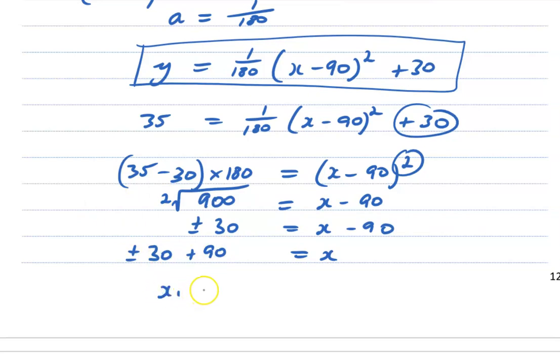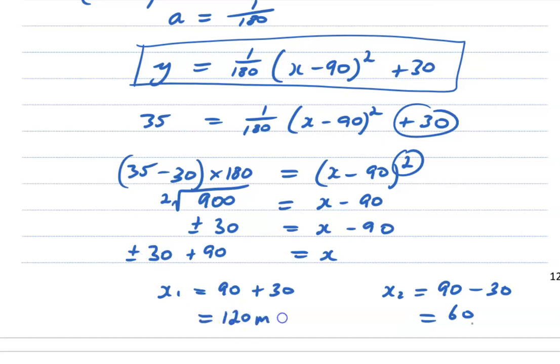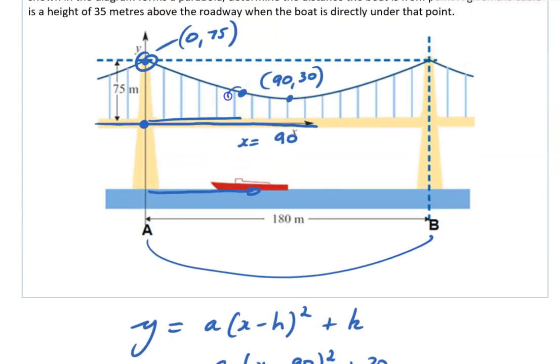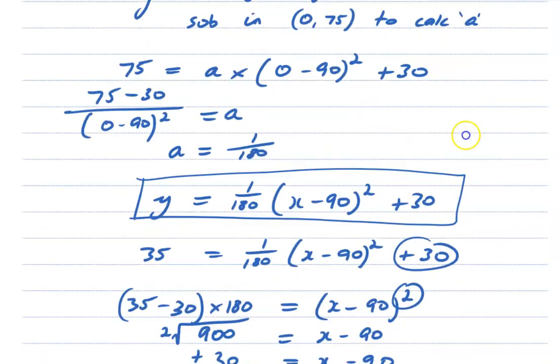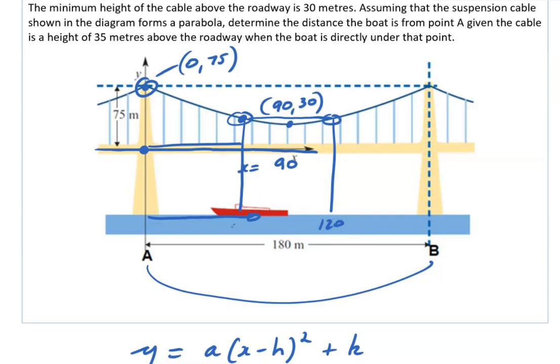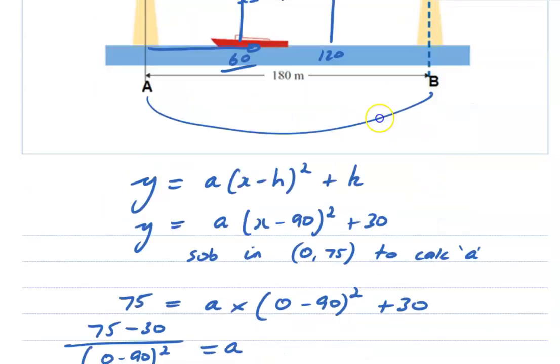So x is going to be 90 plus 30, or x is going to be 90 subtract 30, which is 60, 120 meters across. Now looking at a picture, that height could be 35 meters here, it could also be over here. So we then, using a bit of logic, one of the answers is 120, one of the answers is 60. So this would be 120 across, this would be 60 across.